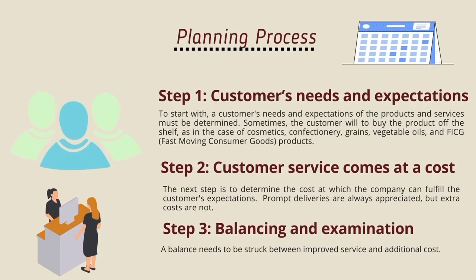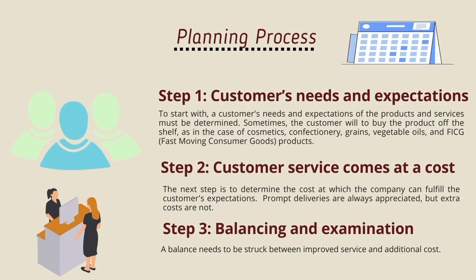The next part is planning for physical distribution. In order to have an effective physical distribution system, it needs careful planning. So there are 5 steps in the planning process. The first step is customers' needs and expectations. To start with, the customer's needs and expectations of the product and services must be determined. Sometimes, the customer will buy the product off the shelf, as in the case of cosmetics, confectionery, grains, vegetable oils and fast-moving consumer goods products or FMCG.